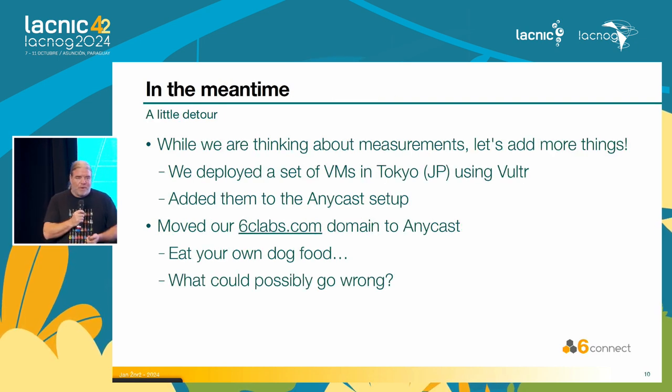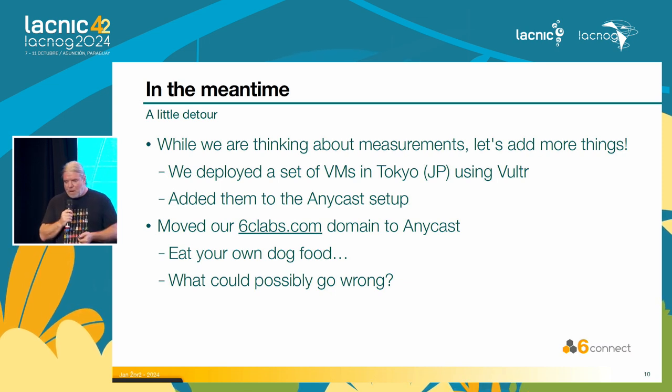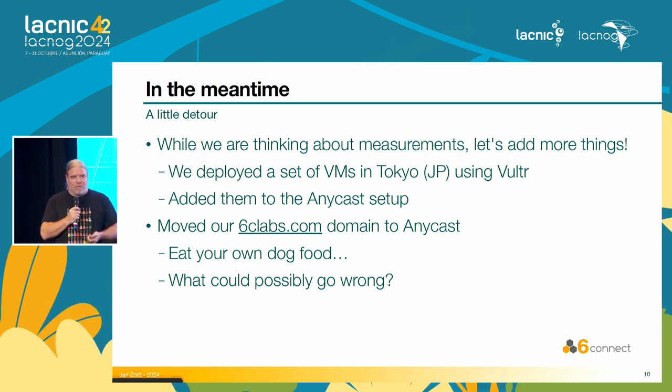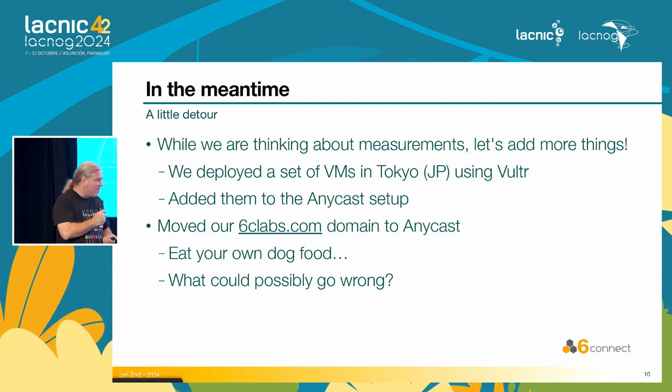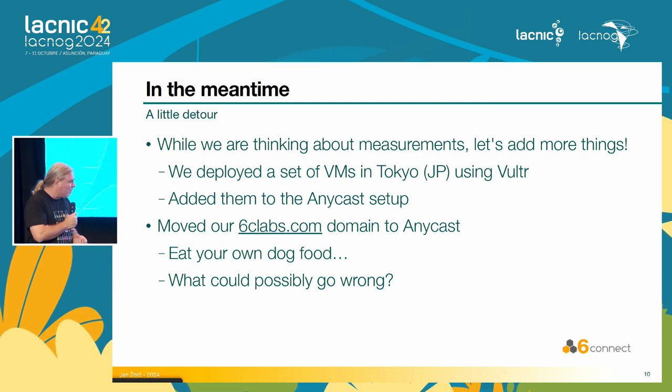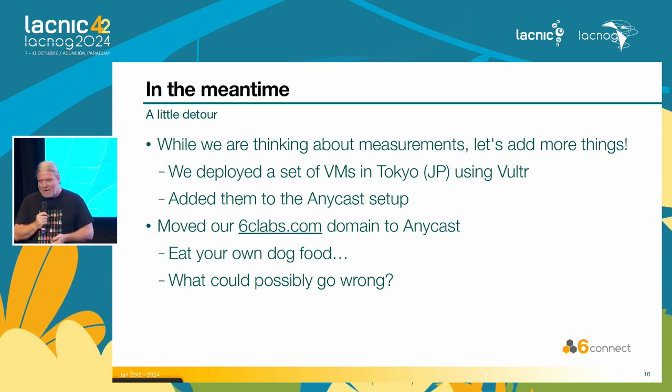So in the meantime, when we were figuring out the measurement part, let's add more things. We deployed a set of VMs in Tokyo using Vultr, added them to the Anycast setup, and then we moved our 6clabs.com as a test rabbit to Anycast, and what could possibly go wrong, right? Well, we survived. We didn't fall off the internet.